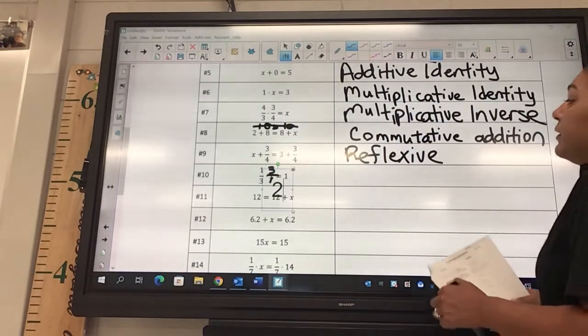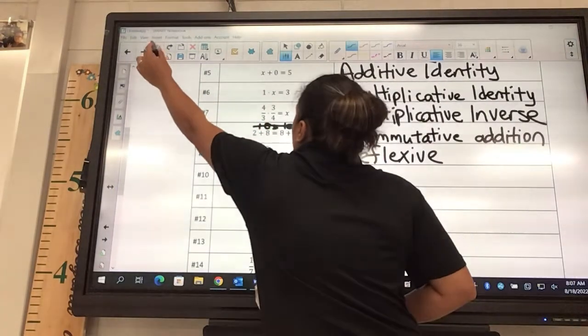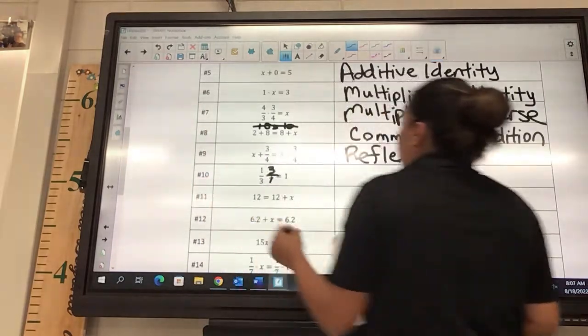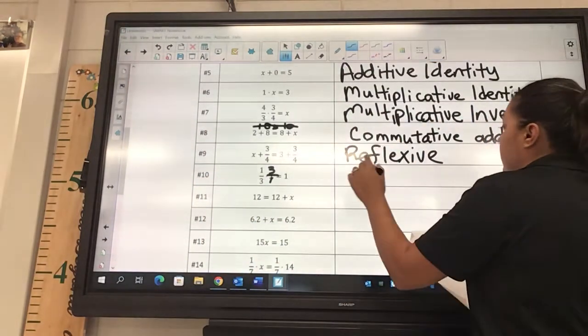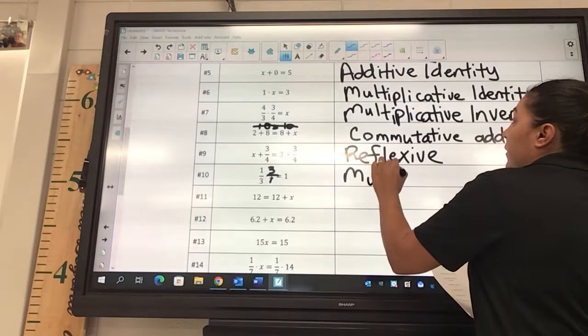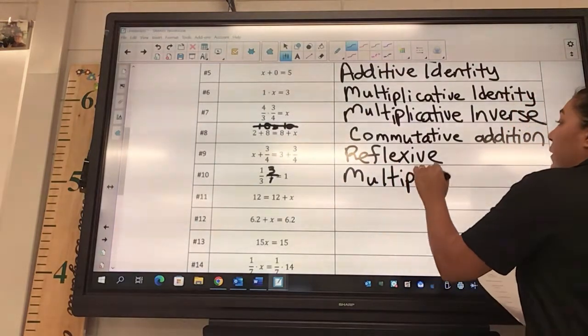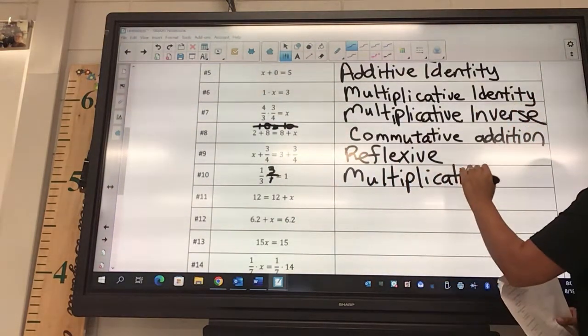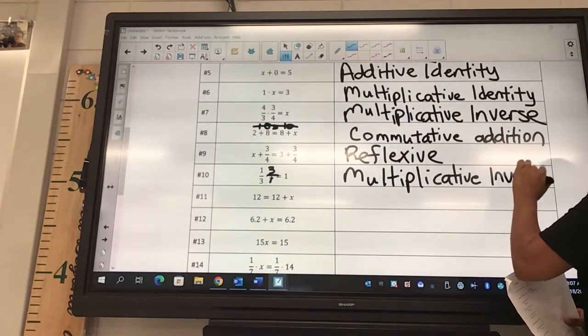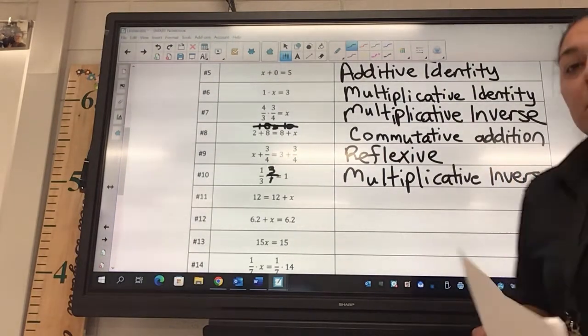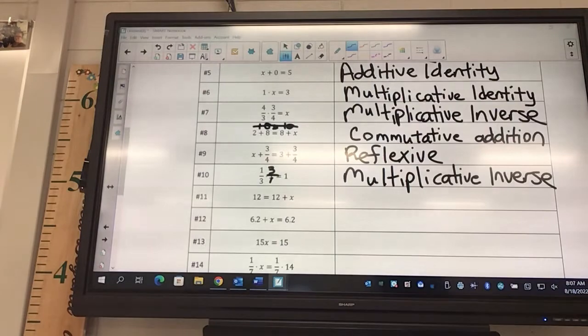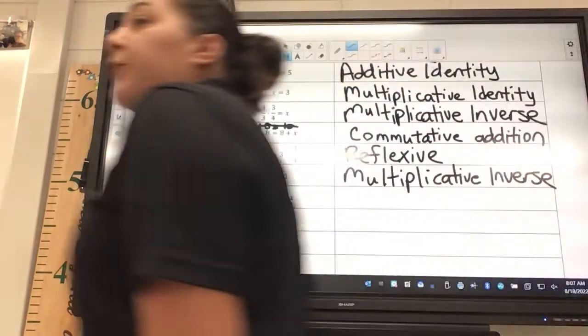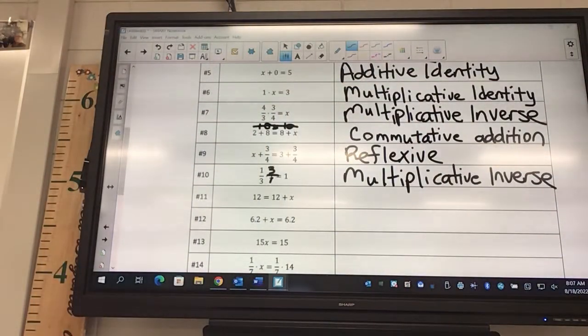Okay, this is gonna be this inverse one. Okay. 11 through 20 is for you to do. You're more than welcome to work with a partner. Okay.